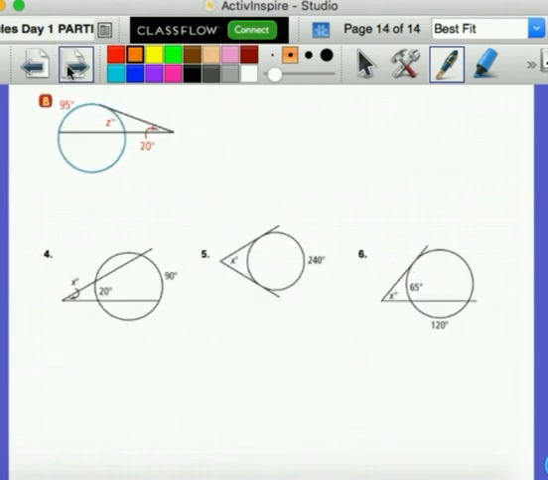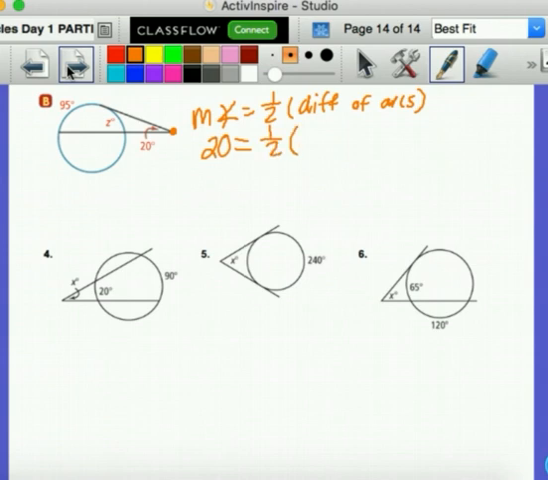If our vertex is outside, like it is here, then we're going to use the vertex outside formula, which says the measure of the angle is half the difference of the arcs. So the way I remember this is if the vertex is outside, I think about the phrase, it's out there, it's different, and that reminds me to take the difference of those two numbers. So in this case, our angle is 20, which should equal half of the larger arc minus the smaller arc. I'm going to multiply by 2 on both sides.